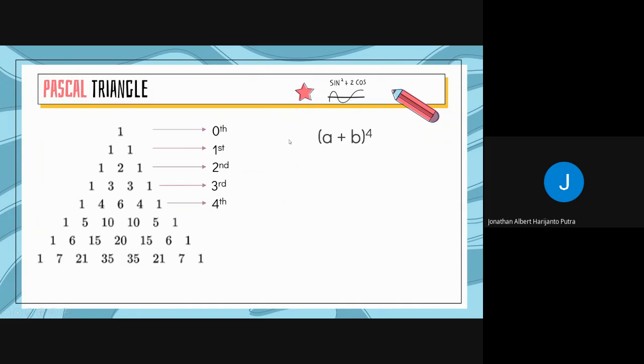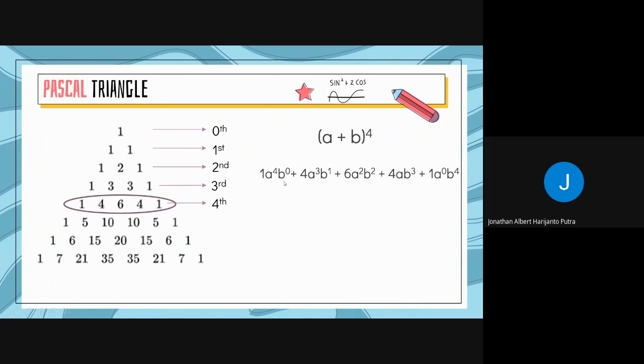So how to use this Pascal triangle to expand these binomials is just find the row that has the same number as the binomial power. So in this case is 4. We find the fourth row here, and these numbers are actually the coefficient for the binomials.